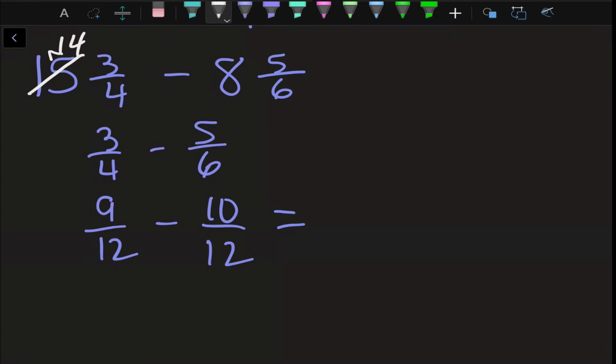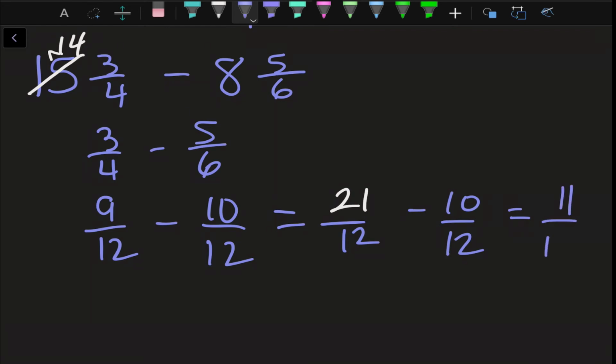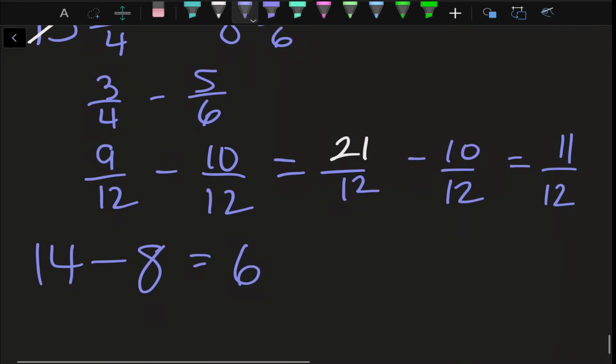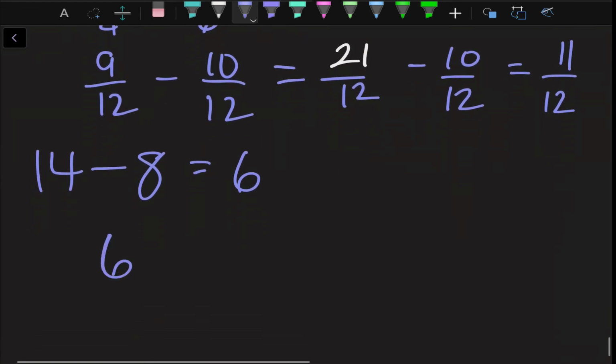Oh, excuse me, it's 21. So now I have 21 over 12 minus 10 over 12, which is 11 over 12. Now, our next step is just to subtract those whole numbers. So remember, I have 14 instead of 15, so I have 14 minus 8, which is equal to 6. And now I can combine them. So I have a whole number 6 and a fraction of 11 over 12.